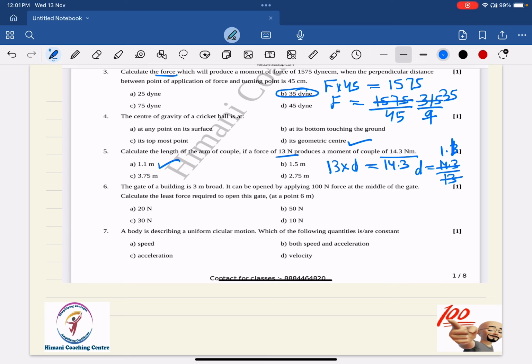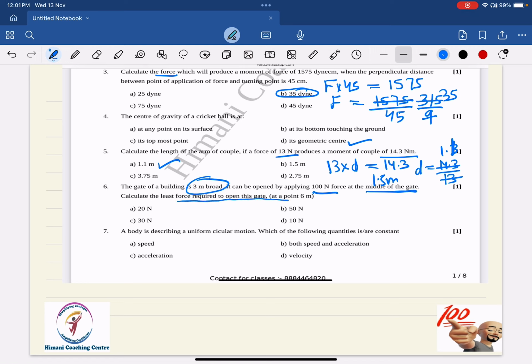Now question number 6 says the gate of a building is 3 meter broad. It can be opened by applying 100 Newton force at the middle of the gate. Middle of the gate means what? The length would be 1.5 meters because the gate is 3 meter broad.